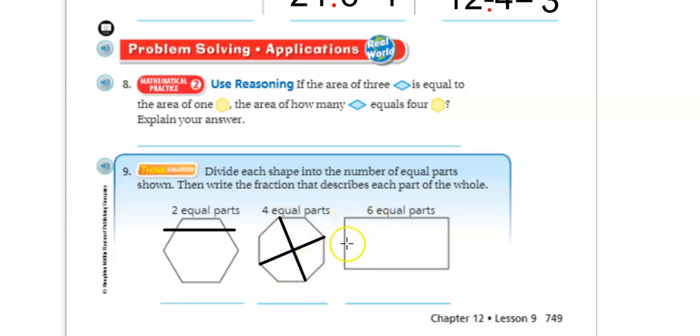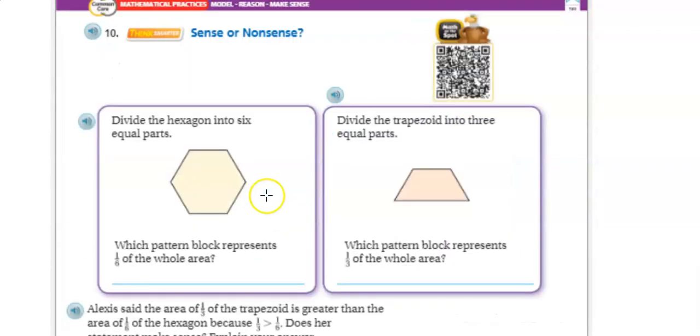This says 6 equal parts. So I'm just going to divide it in half first. And then 6 equal parts. So I've got it in half. So now 2 times 3, 1, 2, 3. So 3 times 2. Remember, multiplication and division is going to be your best friend. All right, so sense or no sense. It says divide the hexagon into 6 equal parts. So you're going to divide this into 6 equal parts. Hopefully you're doing this.